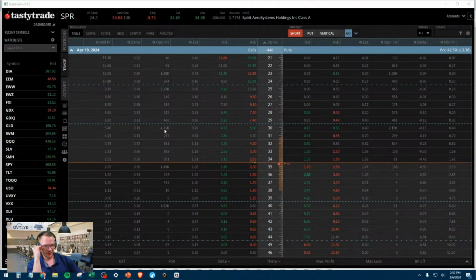Even this one, where all the liquidity is, is still $1 wide. That's nearly $1. That's almost $1. I would not trade this. I don't know why SPR's bid-ask spread is so wide, but I would not, under any circumstance, take this trade because I would lose a ton on the spread.